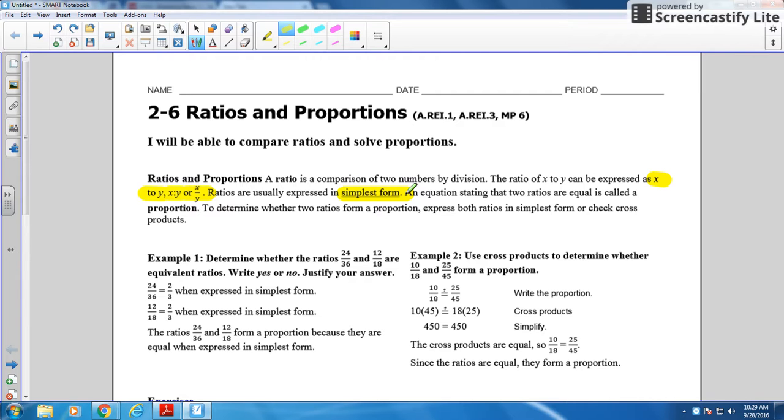If two ratios are equal, then we call it a proportion. And we can determine whether two ratios form a proportion by expressing them both in simplest form to see if they equal, or we can check them using cross products. Honestly, I tend to use cross products, I don't know why, because I do. I think it's more efficient sometimes, but maybe you'll disagree. You can do it however you want.